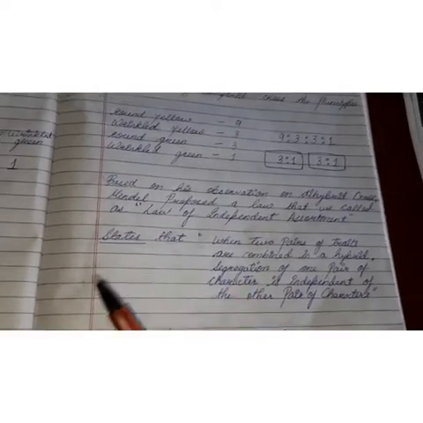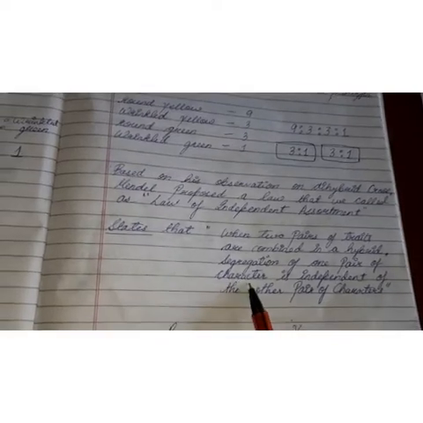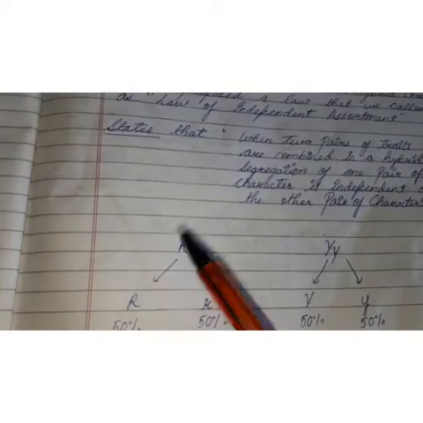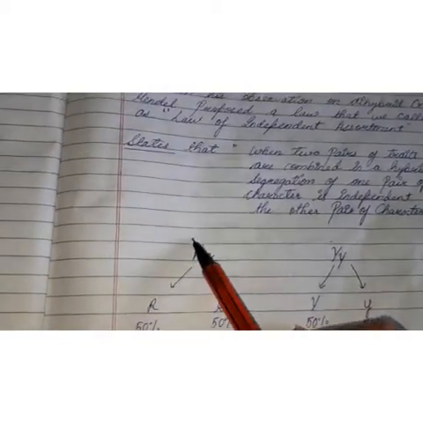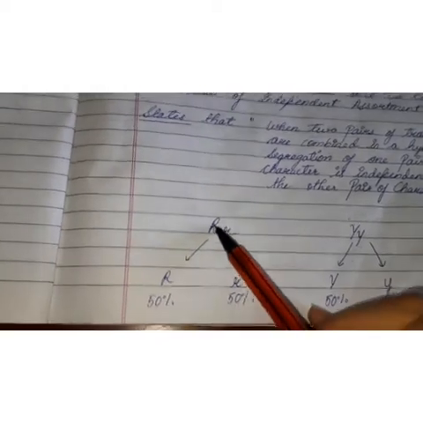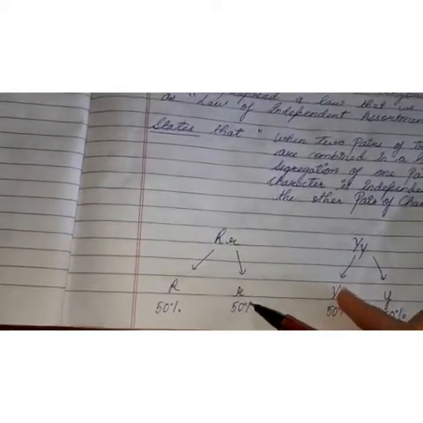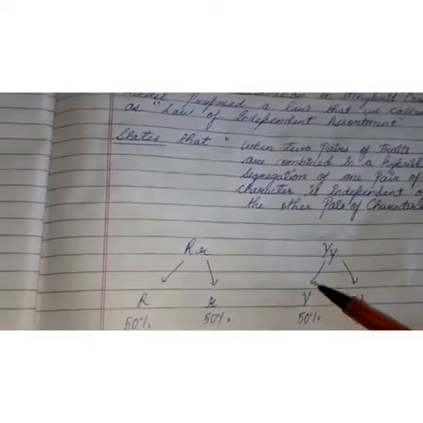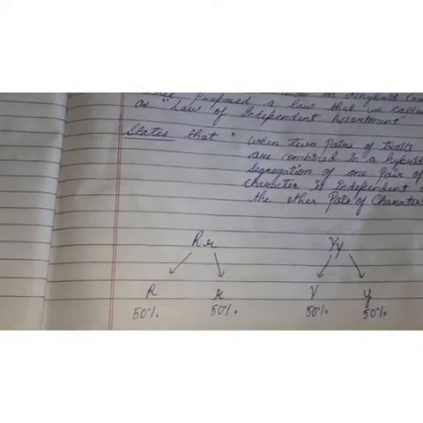This is slightly different from the law of segregation, which is for monohybrid cross. Okay, from here you can observe that this is a dominant allele for round and this is wrinkled. 50% will have this dominant and 50% will have this recessive. Same is the case with yellow and green. 50% seeds will have yellow color and 50% seeds will have green color.